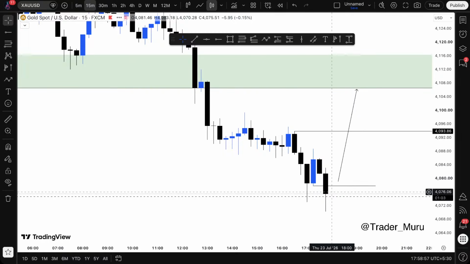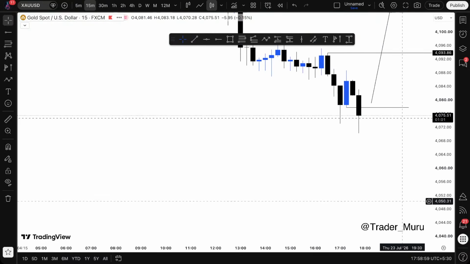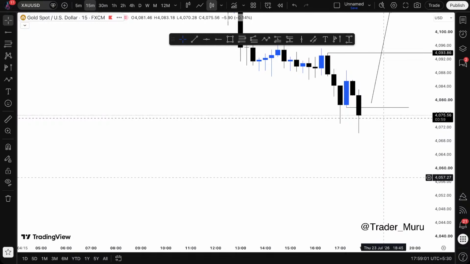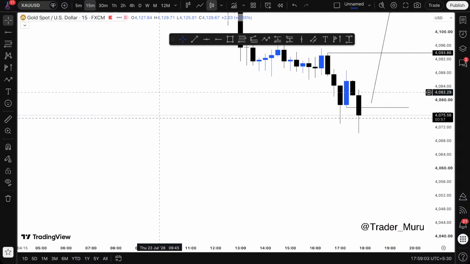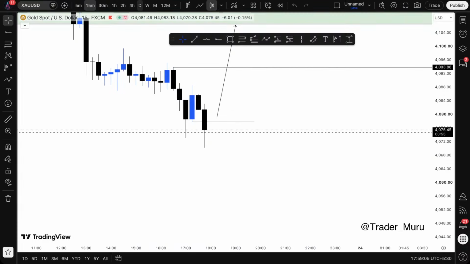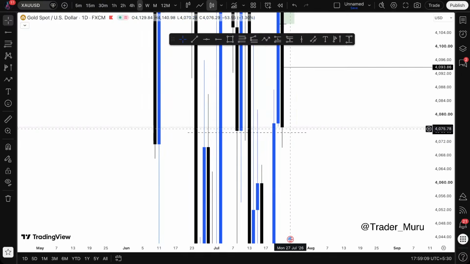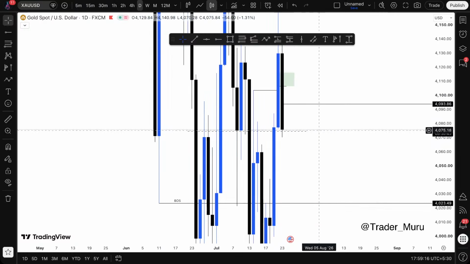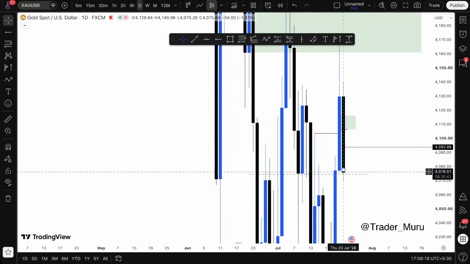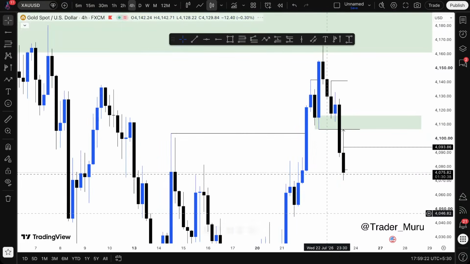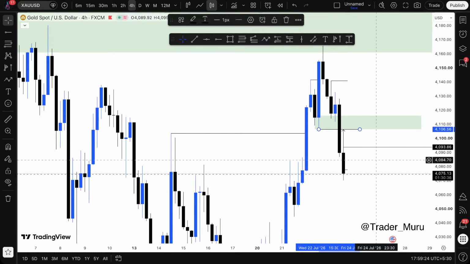But if price closes below, watch for continuation. Daily support area is tested, daily FVG is tested. So if we get a bullish confirmation, then price can continue. And the biggest confirmation is the 4-hour closing. We need it here.